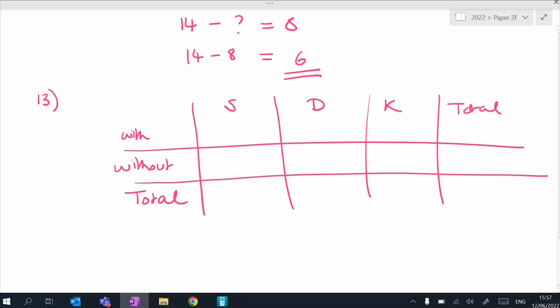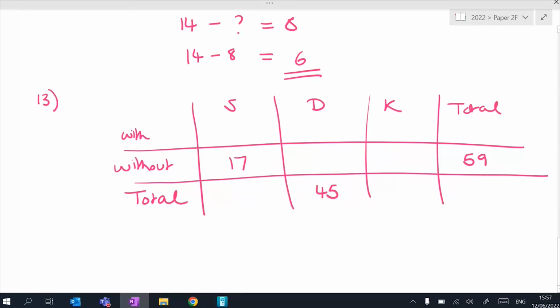So 59 didn't have a mattress with them. So the total of without mattress is 59. 45 of them were double beds. So in total, there were 45 doubles. And then 17 single beds didn't have a mattress. So 17 is going to go in there.